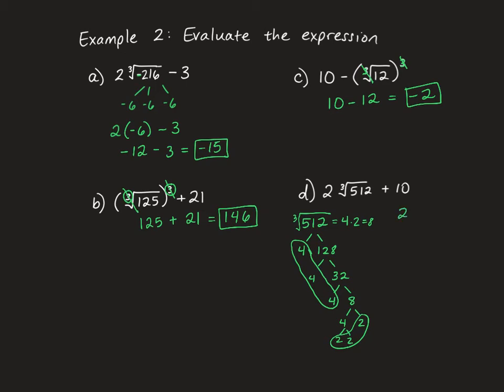So we have 2 multiplied by 8 plus 10. 2 times 8 is 16. And 16 plus 10 is 26. So the answer is 26.